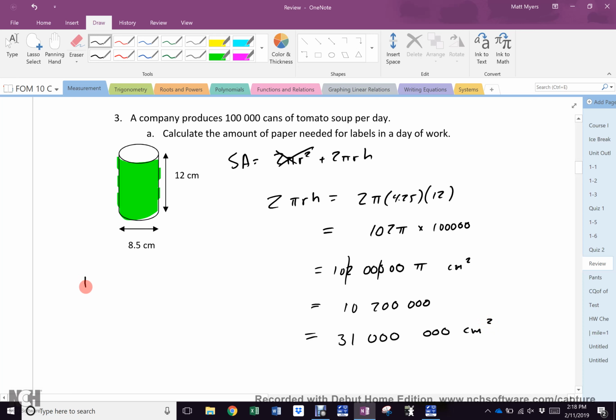But we know that 1 meter equals 100 centimeters. We know that 1 meter squared equals 100 squared centimeters. Yes? So here I have centimeters squared. So I must need that 31 million to be converted to meters squared over centimeters squared. Well, the meter squared got a 1. The centimeter squared got 100 squared. What is 100 squared?